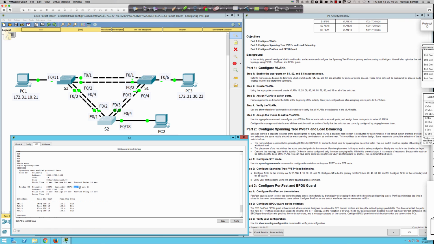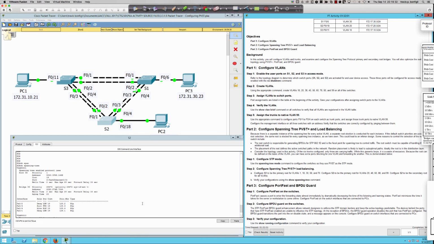And you see that sys ID extension right there. It simply adds that to the priority. It takes the VLAN number, adds it to the priority, and that is how we end up with that value. So we are at 94 points here. We've done that show spanning tree. We did Portfast, we did BPDU guard on the switches, and we are 6 points away.